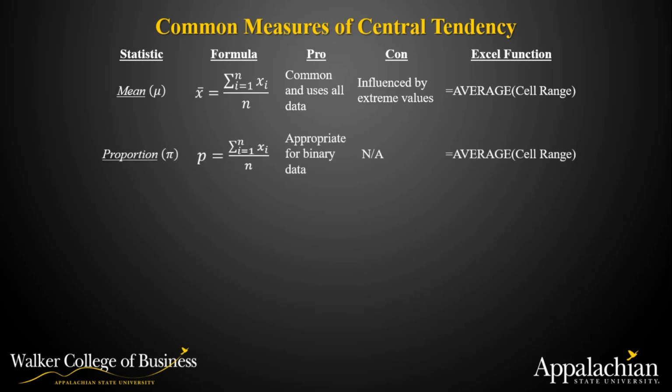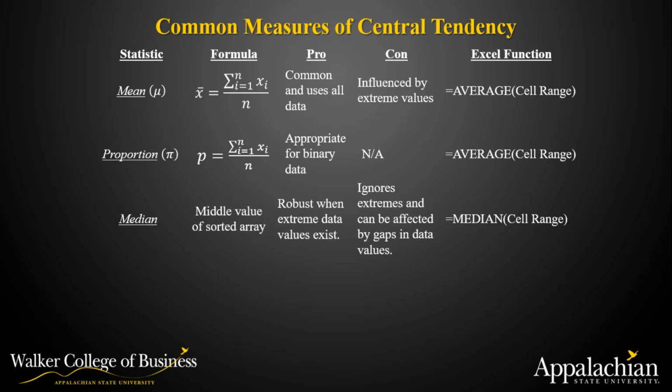Now, when the data are binary, that is, the data consists of ones and zeros for all observations, we've referred to this as a proportion. The population proportion is denoted by pi, and the sample proportion is denoted by p. You'll note that the formula for p and how it's calculated in Excel are identical to x bar, the sample mean. We refer to this average as a proportion when the data are binary because binary data are treated a bit differently with respect to dispersion, which we'll be discussing in the next video.